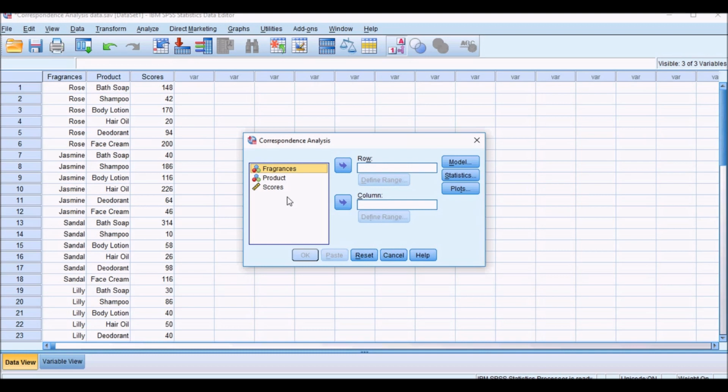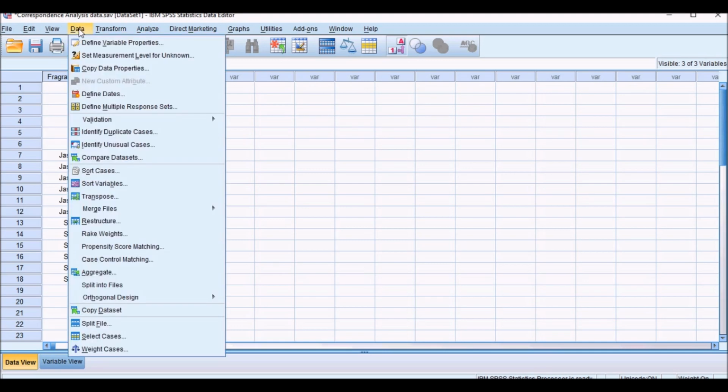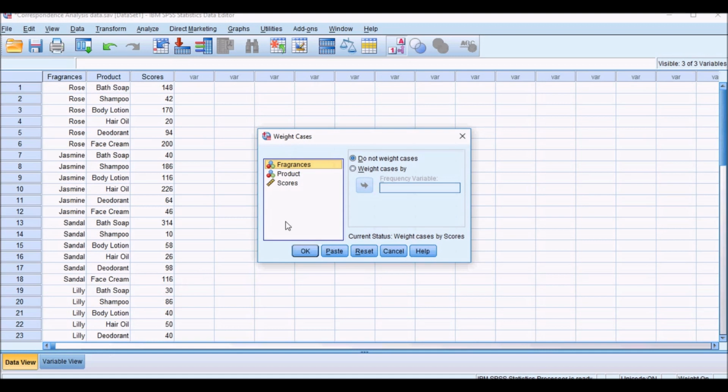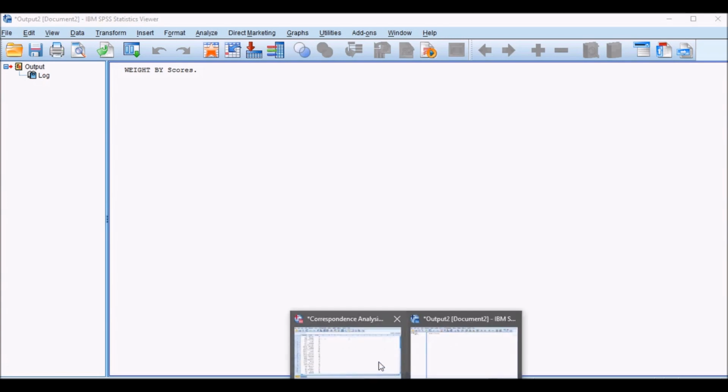Before I do this, I need to do some settings. Score is the frequency, so I need to weight cases for that. Before I go for correspondence analysis, I want to weight the cases, because different scores are there. So let me start with Data, go to Weight Cases, take frequency, and weight the cases by score. Now it's done. We have weighted the cases.